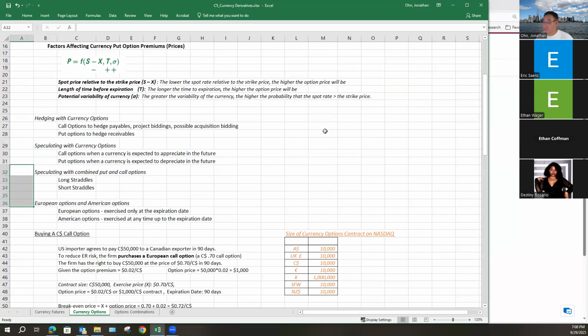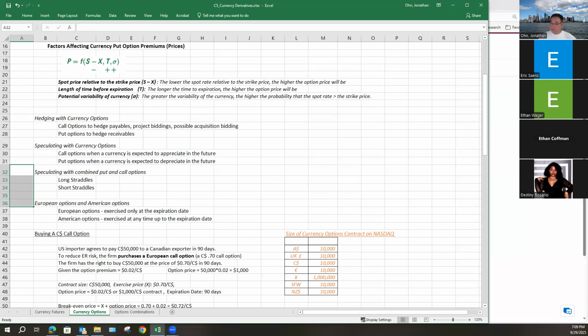Speculating with combined put and call options. Long straddles, short straddles. European options and American options. European options are exercised only at the expiration date. American options are exercised at any time up to the expiration date.